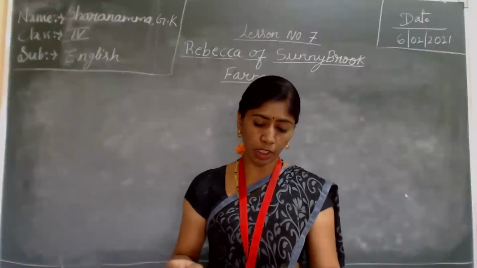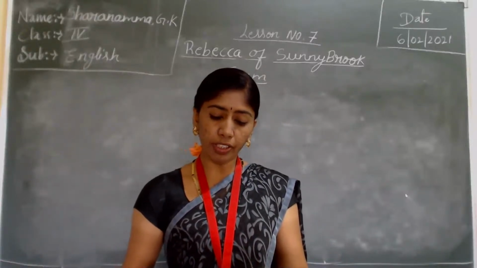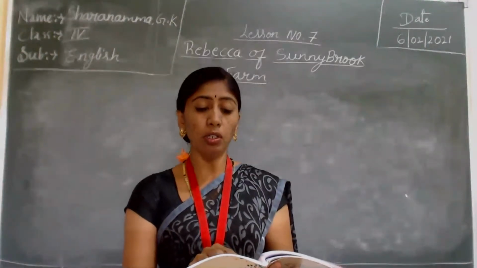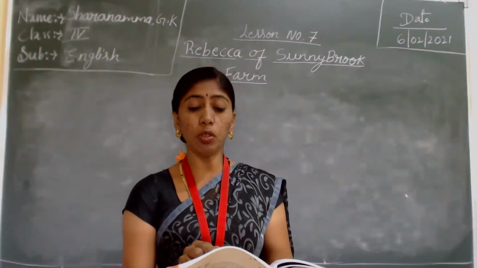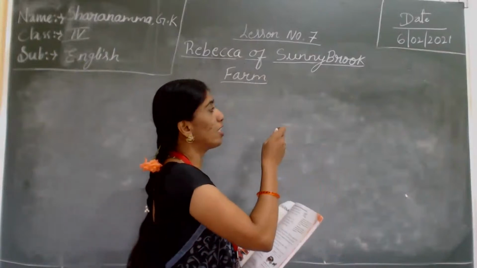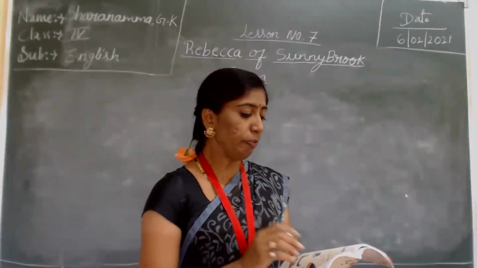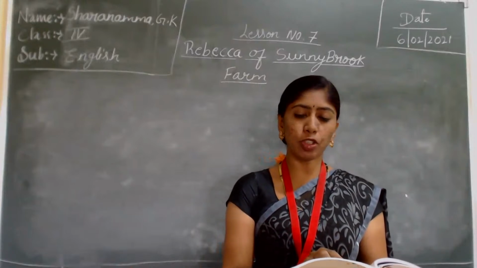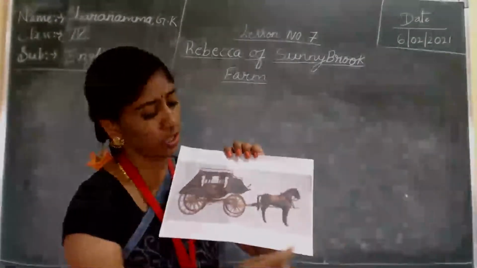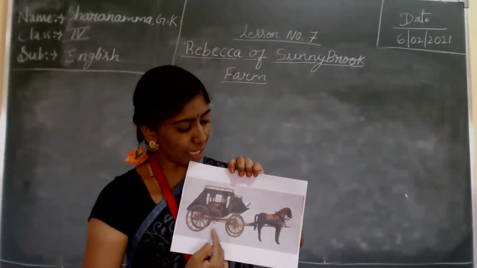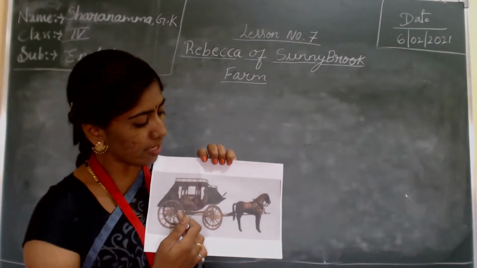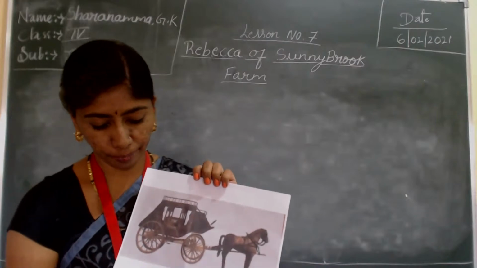Okay. Now I am going to start the lesson. See, all of you, on page number 103. Now read how Rebecca begins her journey to Sunnybrook Farm. Here Sunnybrook Farm is the place where she is going now. The old stagecoach. We can see this type of stagecoach. This is the old type of stagecoach. That means we are not using it nowadays. We can see the tangas and all. Like that, it is the stagecoach.